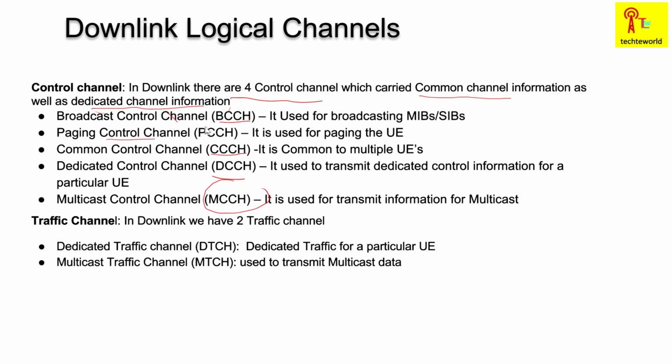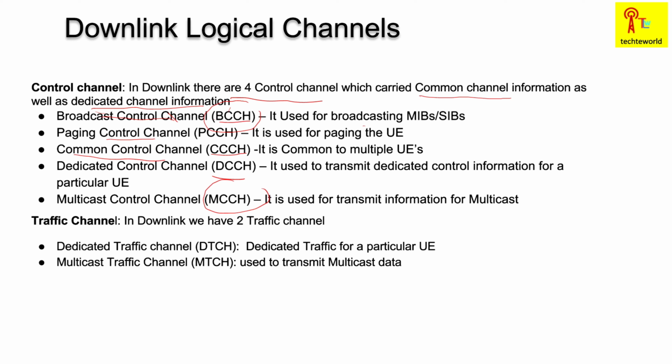So the role of BCCH is that it is used for transmitting the MIBs and SIBs. All the master information and the system information is broadcasted by BCCH only. The paging control channel, PCCH, is used for the paging of the UE. All the paging related information is transmitted by this paging control channel. And then we have the common control channel, which is common to multiple UEs, and it is also used for transmitting the random access messages.